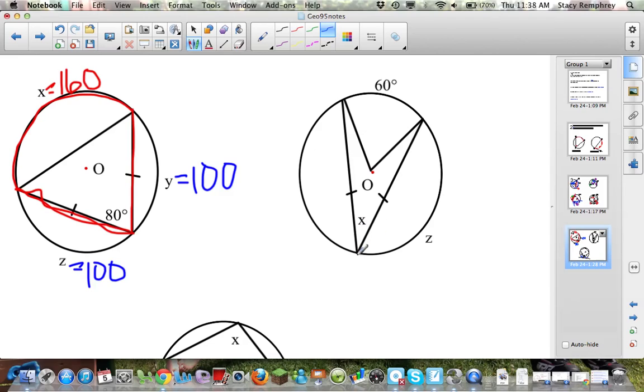Okay, X intercepts the 60-degree arc, so X is half of that, which is 30. Equal chords here and here. So if this is 60, that leaves the remainder of the circle with 300 degrees. Since these are equal chords, that remainder of the arc is split equally. 300 divided by 2 leaves 150 degrees for Z.